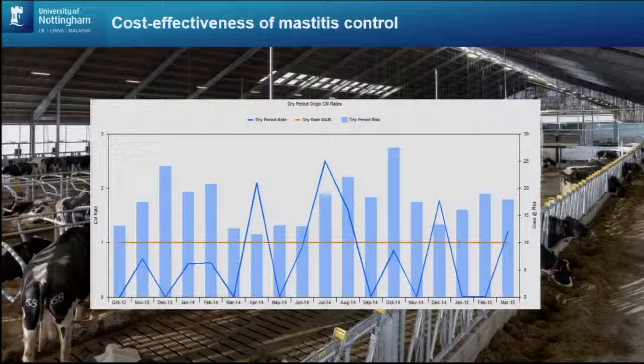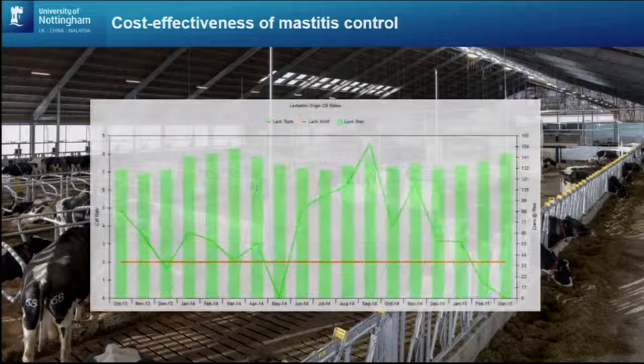So this is a fairly typical report looking at dry period clinical mastitis cases. So across the bottom there, we've got the months of the year. We've got the cows at risk in the bars. We've got the incidence rate in the blue line, and we've got a target here, which is sort of 1 in 12 cows. And as you can see, in terms of dry period infections, most of the time we're well within that target, apart from the occasional blip. So dry period mastitis seems to be relatively well under control.